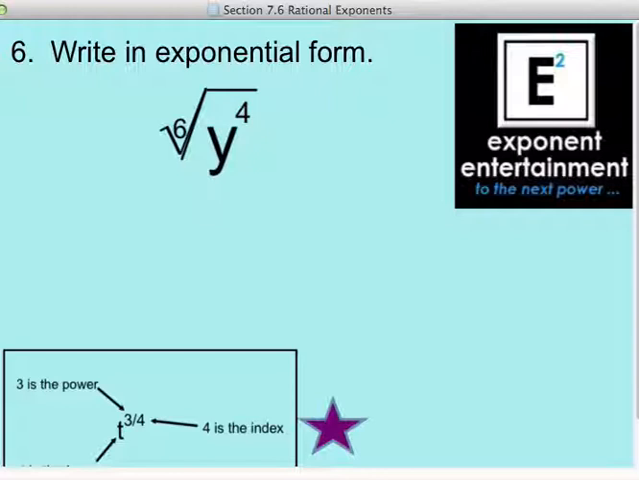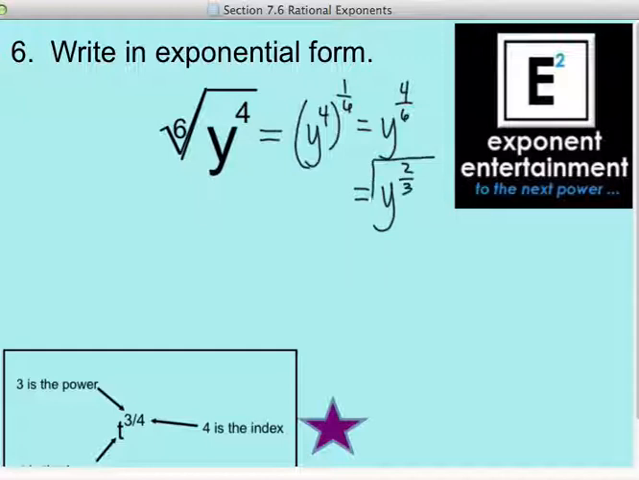Now example 6 says, write in exponential form. Well, I really know it's y to the 4th to the 1/6 power, so it's going to be y to the 4/6. And if I want, I could reduce that to 2 over 3. So it's y to the 2/3.